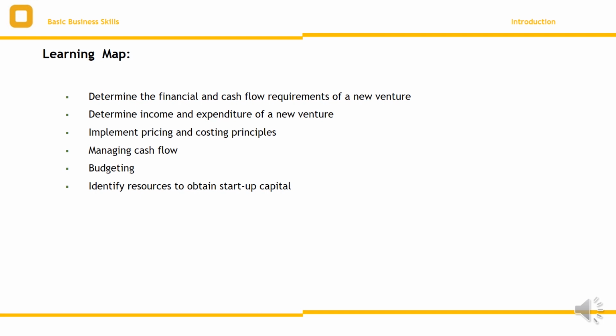For this module, we will look at the following topics. We will look at how you determine the financial and cash flow requirements for a new business venture. We'll look at determining the income and expenditure of a new venture. We're looking at how you can implement costing and pricing principles for your business. We'll look at how you can manage cash flow for your business. And we'll also look at how you go about preparing a budget for your business. And lastly, we'll look at how you can identify resources to obtain startup capital for your business.